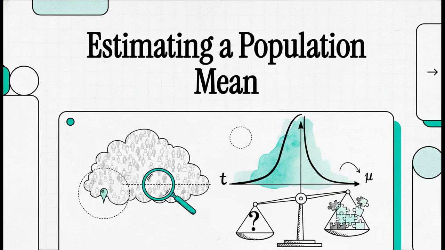So let's say you need to figure out the average height of every adult in a country. You can't possibly measure everyone, right? So how do you make a really smart guess from just a small sample? And more importantly, how do you deal with the fact that you don't have all the information? That's exactly what we're going to break down today.